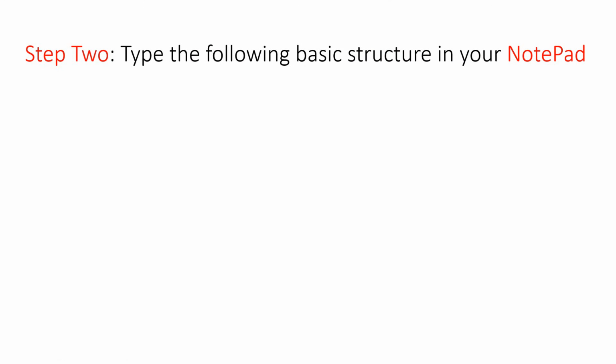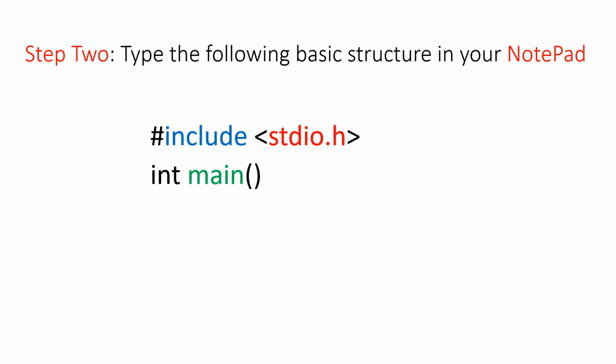The second step is that you will have to type a specific code, which I will call a basic structure in C language, in your Notepad. The first line is #include <stdio.h>. The stdio.h must be inside two angular brackets. This is a file name and it is called a header file. The next line of the code is the main function. So type your main function as int main and then two parentheses.